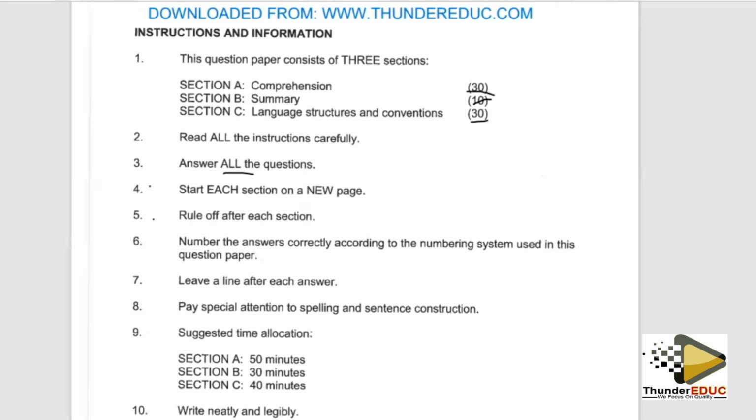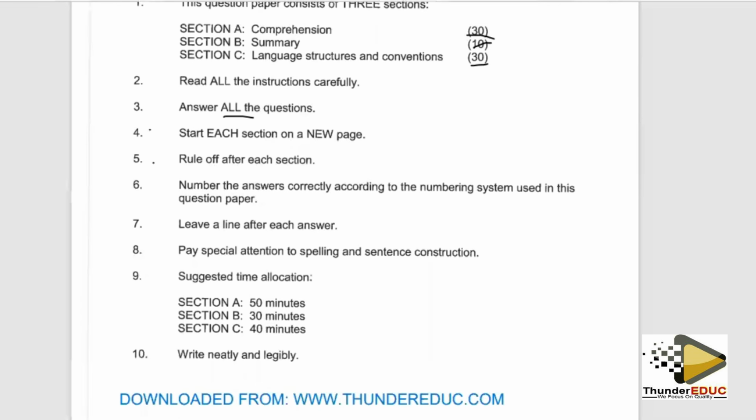Number the answers correctly according to the numbering system used in this question paper is our 6th instruction: 1.1, 1.2, 1.3. So if you make a mistake, please cancel out and number it correctly. Leave a line after each answer. As you finish your 1.1, please leave a line and then go to your 1.2.